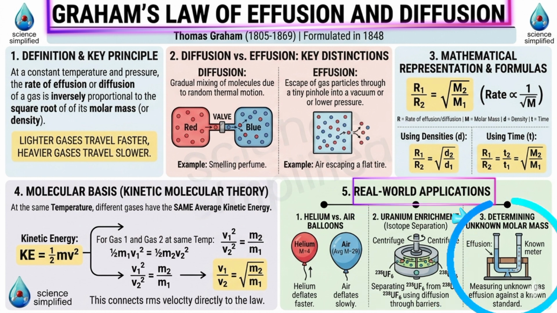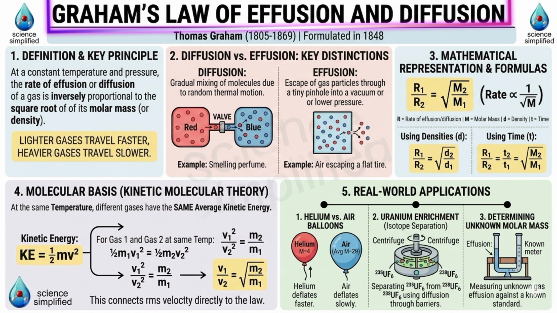The third application is determining an unknown molar mass in a laboratory. By using a specialized U-tube apparatus, an unknown gas can be directly compared against a known standard gas. By accurately measuring their relative effusion rates, scientists can easily calculate the precise molar mass of the unknown gas. This remains a common and highly reliable technique in analytical chemistry.